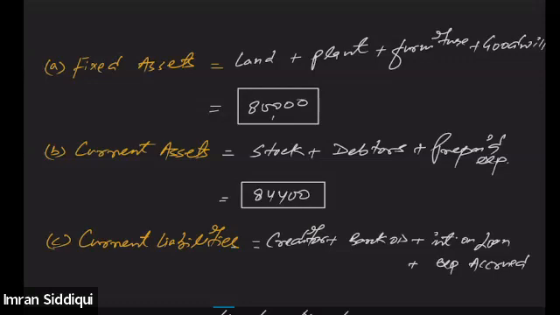So there will be four items that will be included under the category of the current liability, and totaling this, you should be getting 51,000.